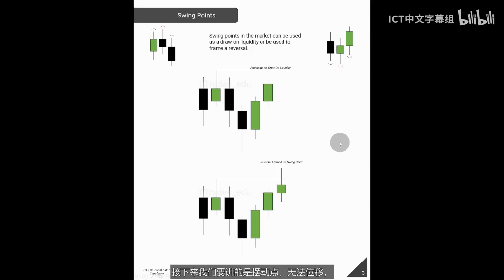The next thing we are going to cover are swing points, failure to displace, and then the next day model, or just the next candle model. So swing points, if you haven't seen my video on buy side and sell side liquidity, I'll link that in the top right. However, swing points are just turning points in the market. We can use these to anticipate as a draw on liquidity, or also frame a reversal off of them.